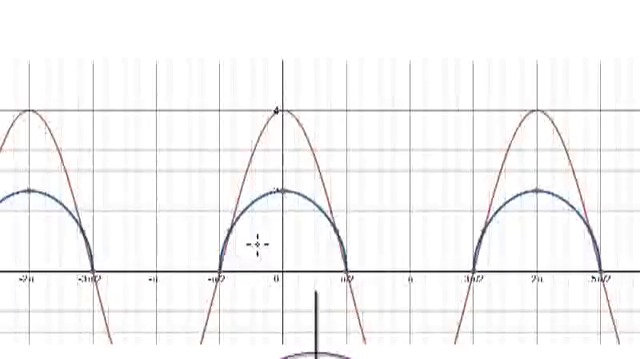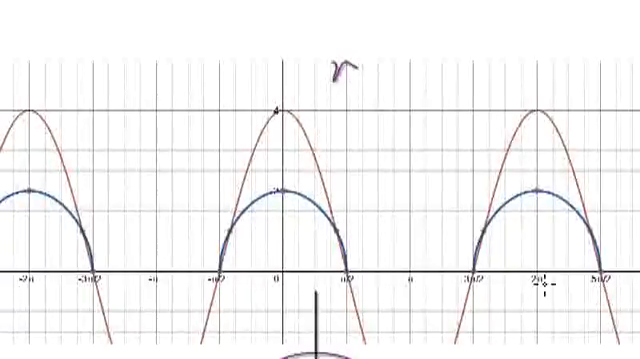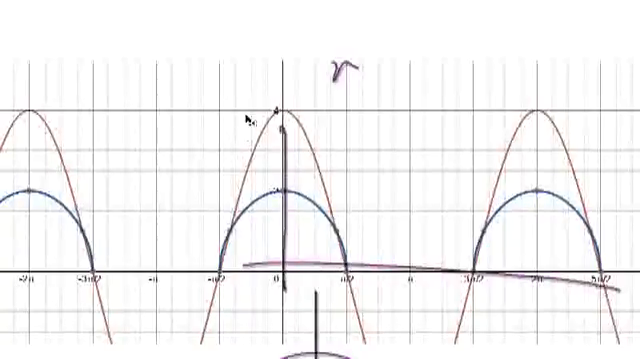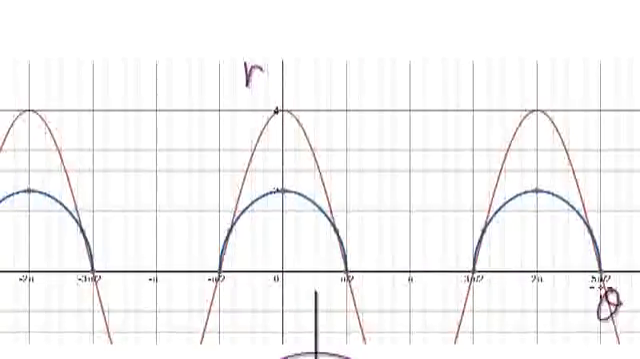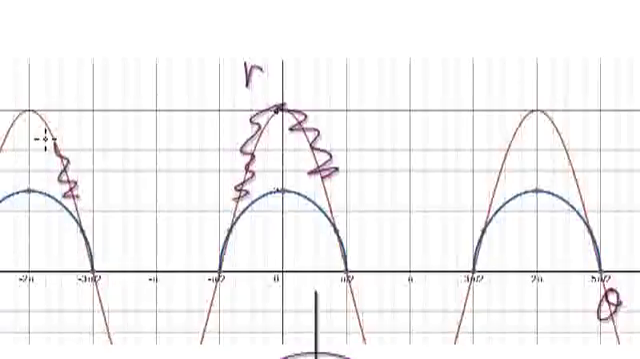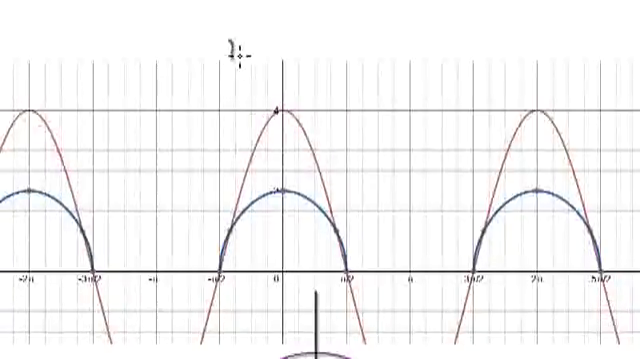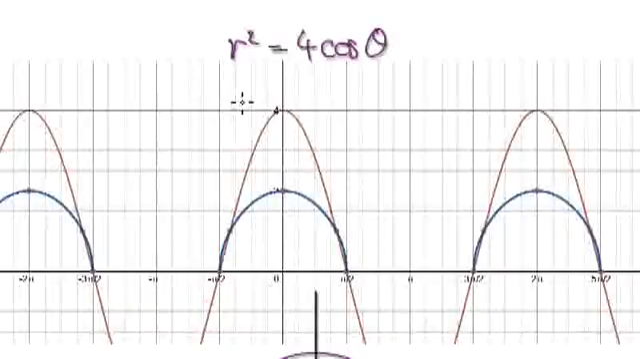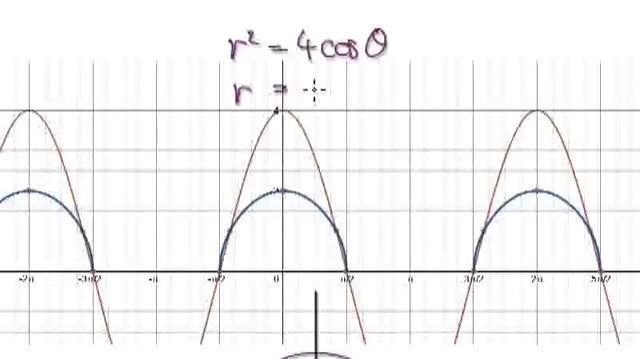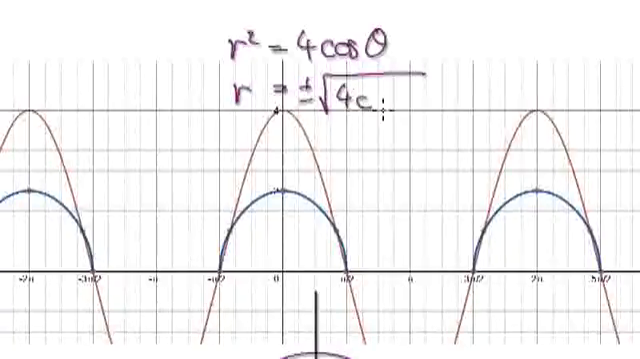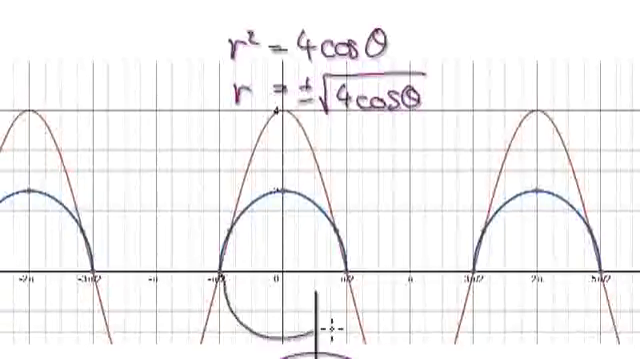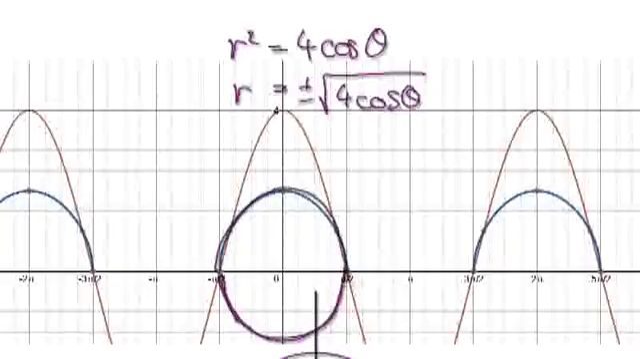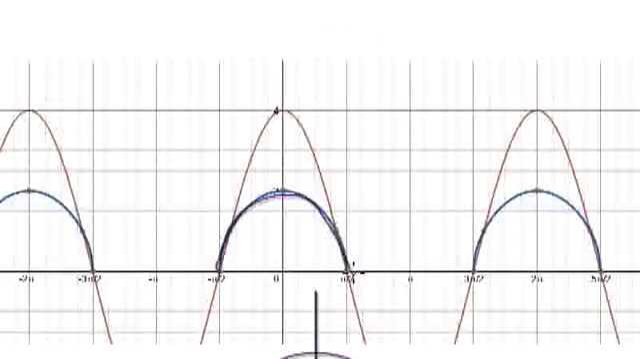Now we've got a graph of r versus theta. So this graph here is r versus theta. So now we are looking at the blue line here. But don't forget, earlier we had r squared equals 4 cos theta. So really r is the positive and negative version of the square root. What I'm trying to say is that don't forget there's a negative version of this blue line here. Okay, but let's just concentrate on this for the time being.